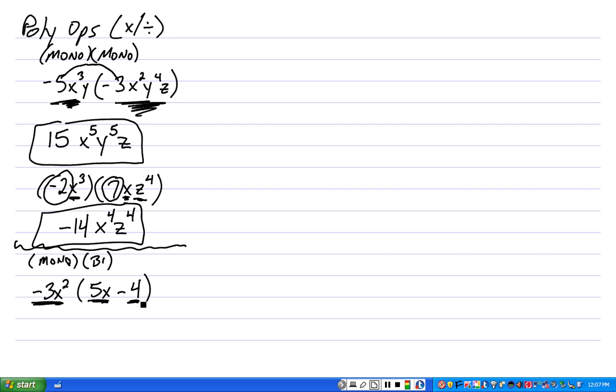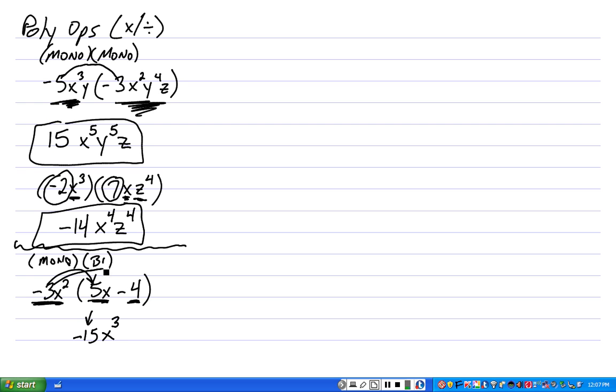So it's like distribution. We're going to take the negative 3 and multiply it by the positive 5, and that's going to give me a negative 15. Then we're looking at the two terms we're talking about right now, this monomial and this term right here in the binomial. And the only variable we see is x. I have two x's right here, one x right here, so 2 and 1 is 3.